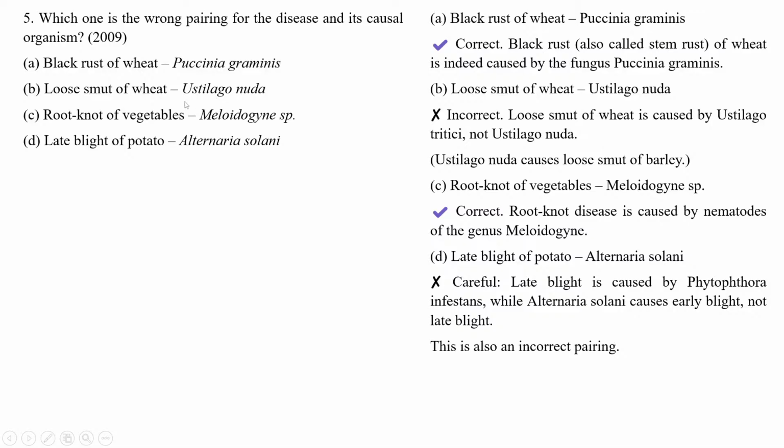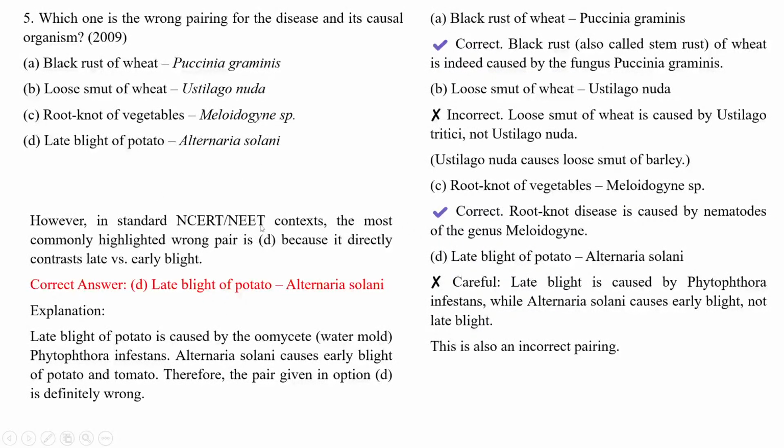Loose smut of wheat is caused by Ustilago tritici, not Ustilago nuda. So that's why, in this sense, option B is incorrect. So you can say that option D is correct for this question. Let's move to the next question.